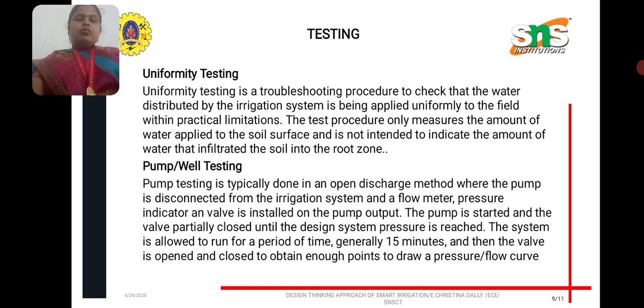Coming to the testing part, we have two types of testing. One is uniformity testing, another is pump well testing. Uniformity testing is used to check the water that has been distributed by the irrigation system, and the test procedure measures the amount of water supplied to the surface.